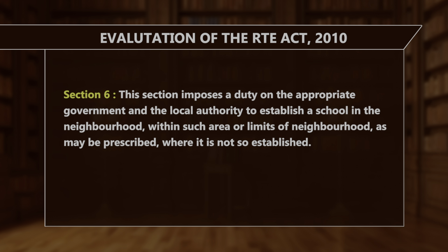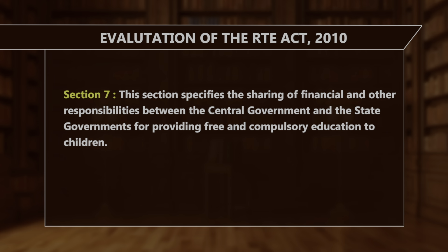Section 6. This section imposes a duty on the appropriate government and the local authority to establish a school in the neighborhood within such area or limits of neighborhood as may be prescribed where it is not so established. Section 7. This section specifies the sharing of financial and other responsibilities between the central government and the state governments for providing free and compulsory education to children.